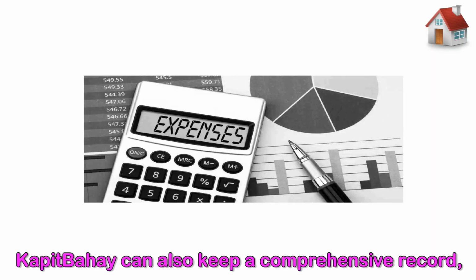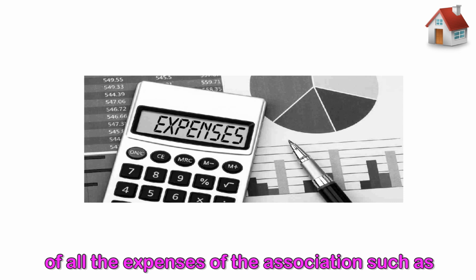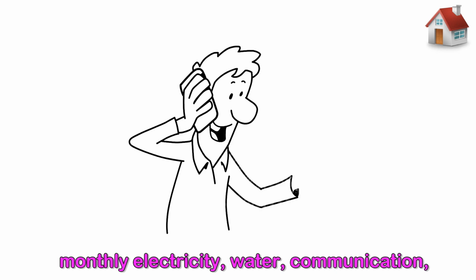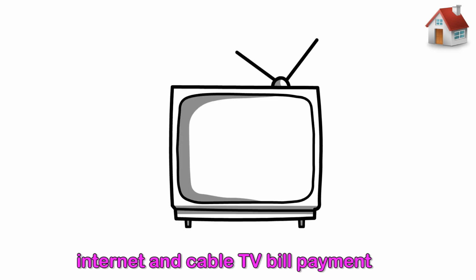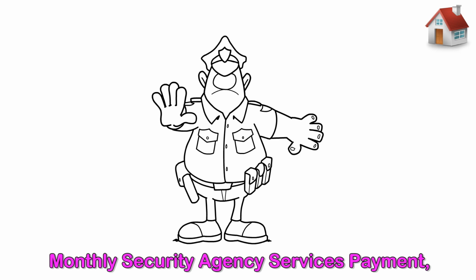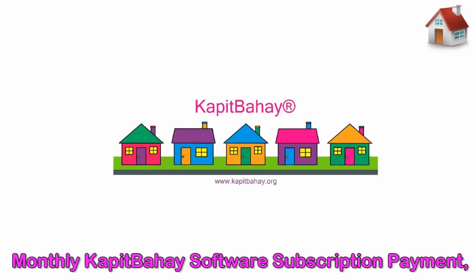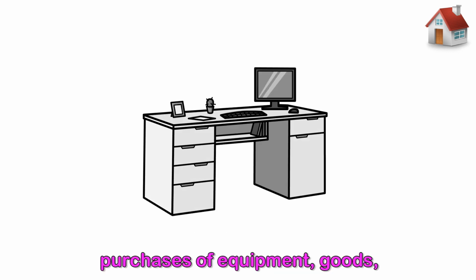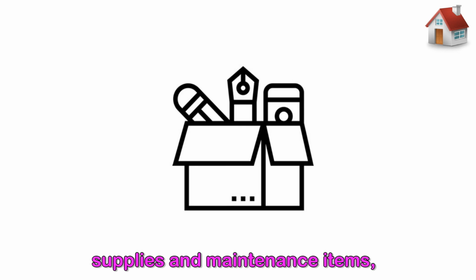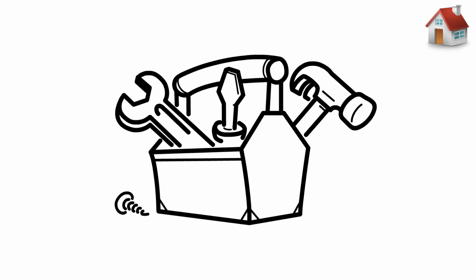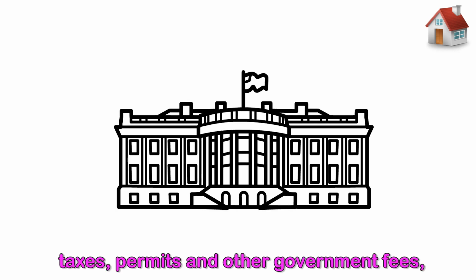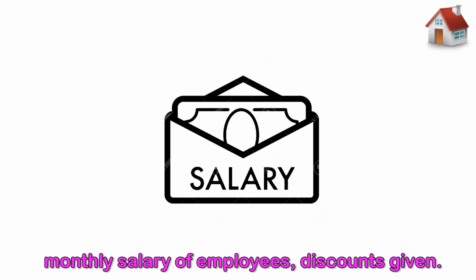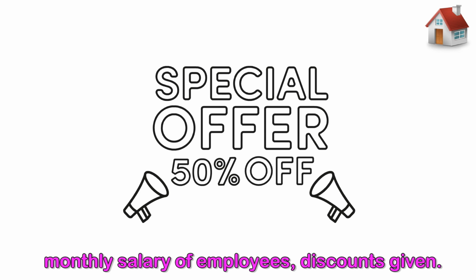KapitBahay can also keep a comprehensive record of all the expenses of the association, such as monthly electricity, water, communication, internet, and cable TV bill payment, monthly security agency services payment, monthly KapitBahay software subscription payment, other bills payment, purchases of equipment, goods, supplies, and maintenance items, services payment for maintenance, repair, and construction, taxes, permits, and other government fees, officers' monthly incentive, monthly salary of employees, discounts given.